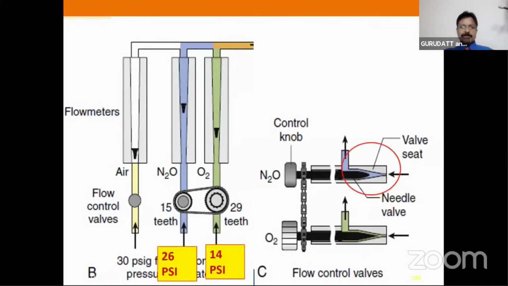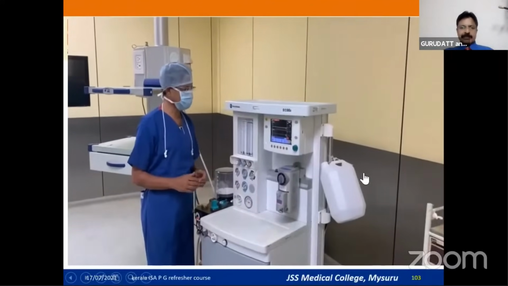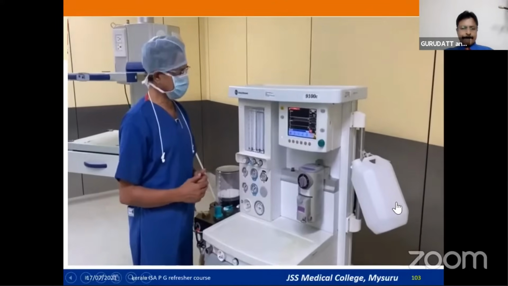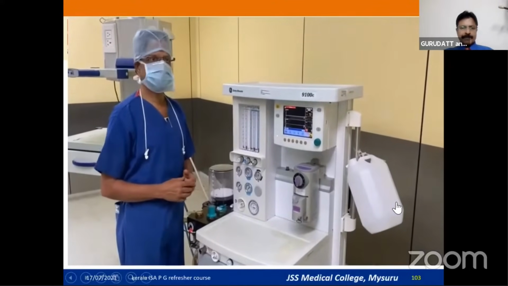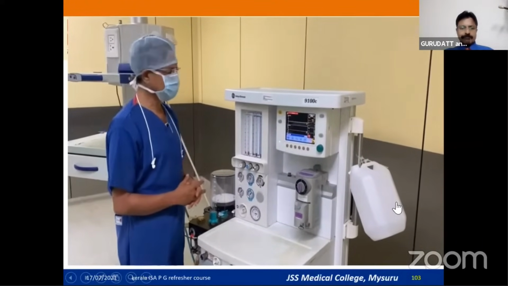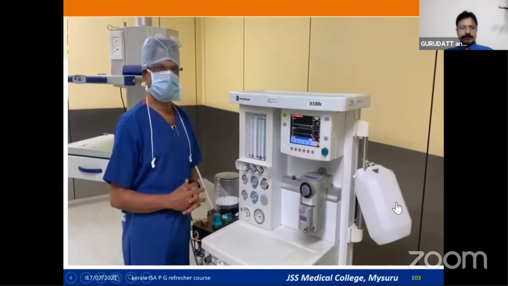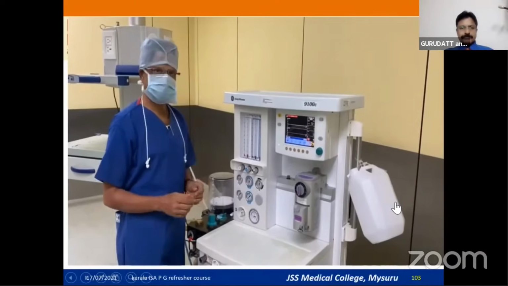I'm just going to demonstrate a small video. I'll be showing you how to recognize whether the proportionating device in a particular workstation is Link 25 or an oxygen ratio monitor control. So it's very simple to detect.